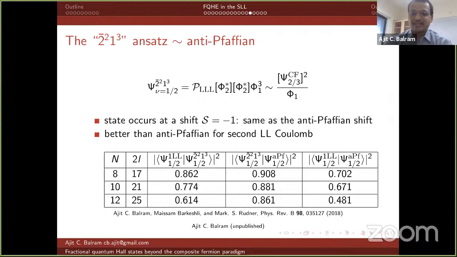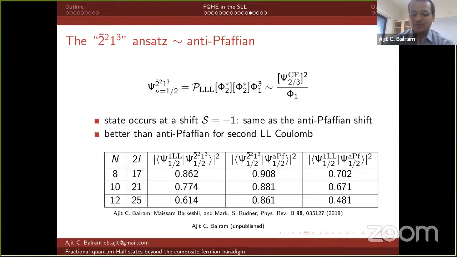class as the anti-Pfaffian. So firstly, as I said, you can calculate the shift of this state very easily. And this shift turns out to be the same as the anti-Pfaffian. Then for small system sizes, you can also go ahead and calculate overlaps of these 2 states. And again, if you look at the overlaps of the anti-Pfaffian with this state, it's pretty high. Actually, it turns out for the phi half problem, this state is actually better than the anti-Pfaffian in terms of microscopics. So it's a better representation of the exact second Landau level Coulomb ground state.